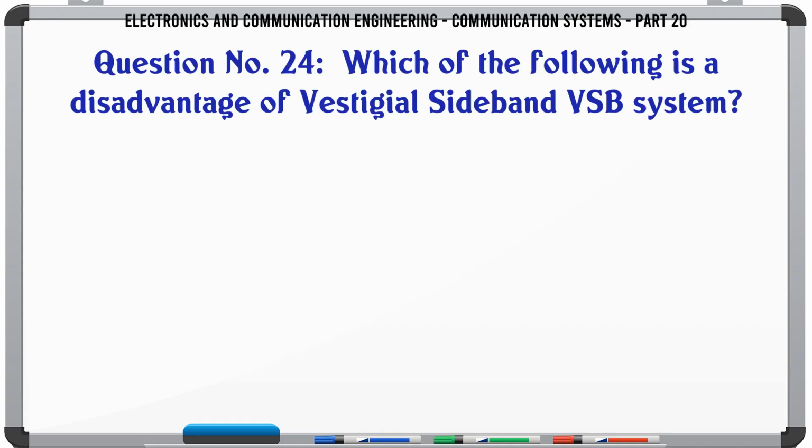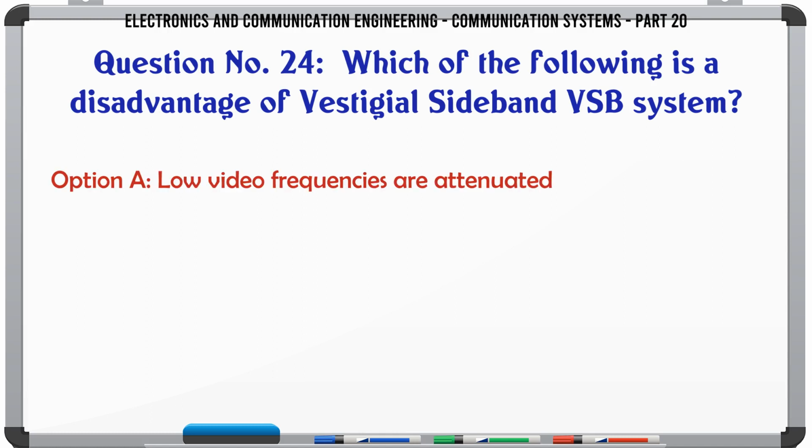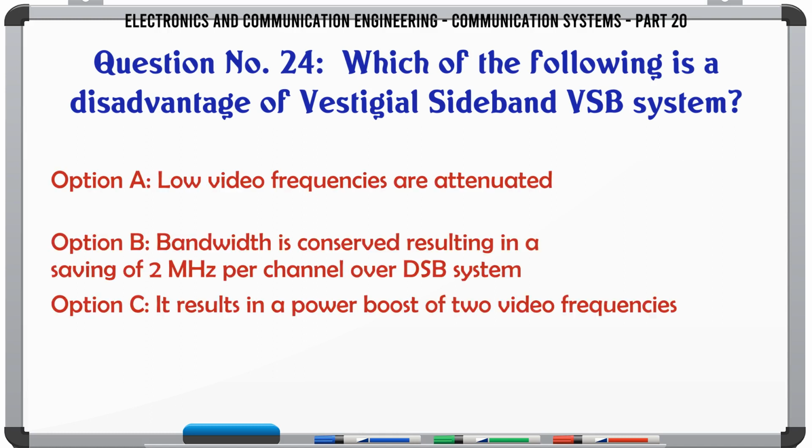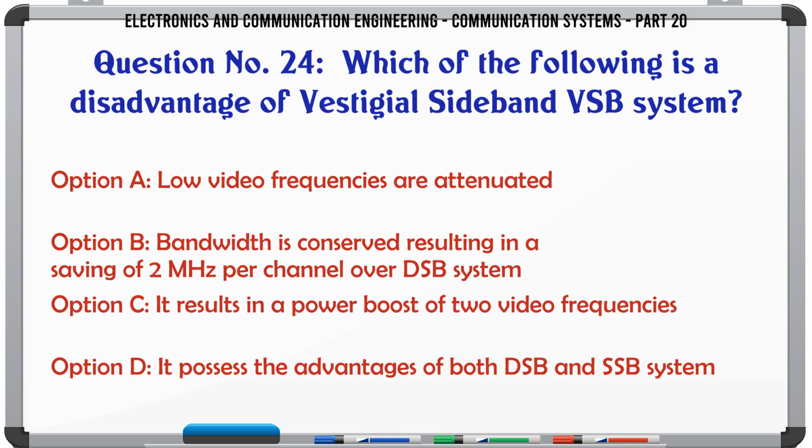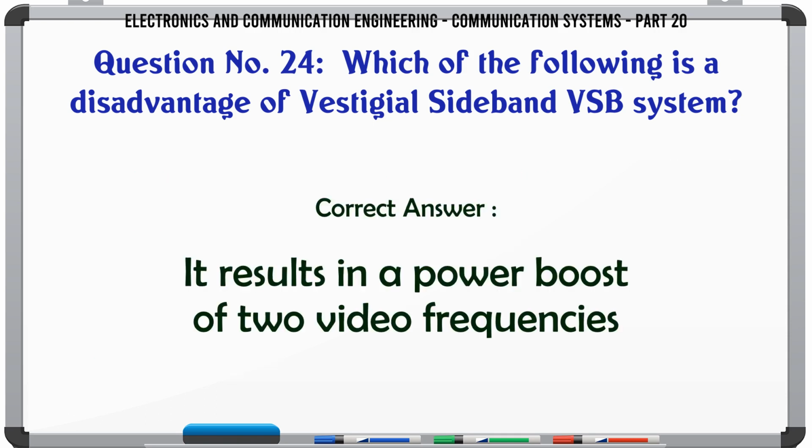Which of the following is a disadvantage of Vestigial Sideband VSB system? A. Low video frequencies are attenuated, B. Bandwidth is conserved resulting in a saving of 2 MHz per channel over DSB system, C. It results in a power boost of 2 video frequencies, D. It poses the advantages of both DSB and SSB system. The correct answer is it results in a power boost of 2 video frequencies.